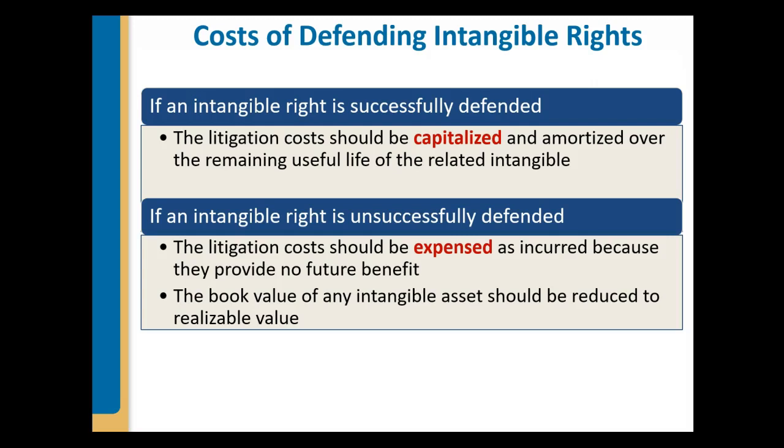But if the defense is unsuccessful, then the intangible asset doesn't have a future value. In this case, litigation costs don't provide a future benefit, and so they should be expensed. The book value of the intangible asset then should be reduced to the realizable value. So here's an example. If a company is unsuccessful in defending a patent infringement suit, the patent's value might be eliminated and a loss is then recorded.